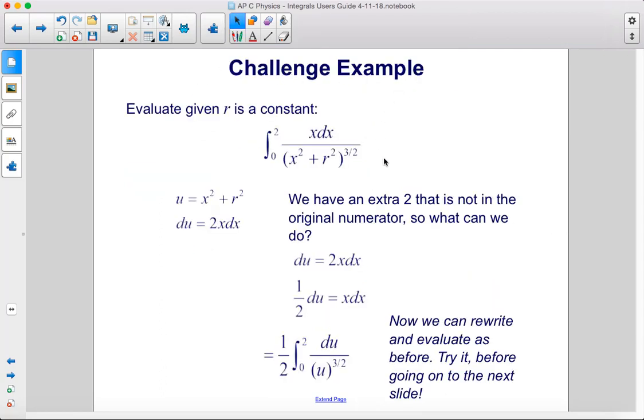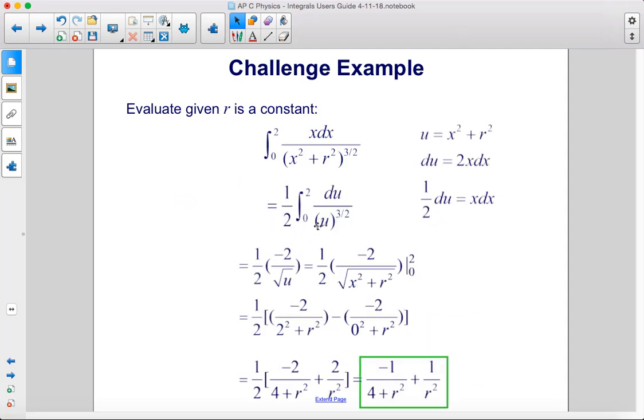Challenge example. Evaluate given that r is a constant. Alright, so we have our u equal to x squared plus r squared, therefore du equals 2x dx. We have an extra 2 that's not in the original numerator, so what can we do? Well, we can just add a 1/2 in here to cancel it out. So now we can rewrite and evaluate as before. Try it before going on to the next slide.